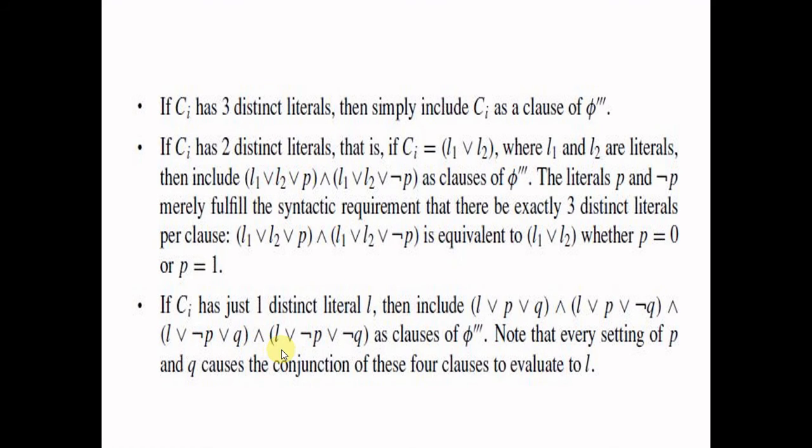Okay, so we should have these 4 literals, and every setting of P and Q causes the conjunction of these 4 clauses to evaluate to 1. Whatever the assignments to P and Q may be, this will finally evaluate to 1. Okay. And we can see that phi triple dash is a 3 CNF formula. Okay, phi triple dash is satisfiable if and only if phi is satisfiable, by inspecting each of the 3 steps.